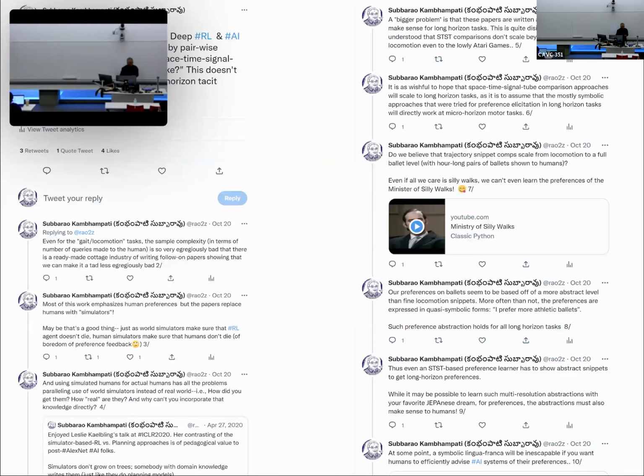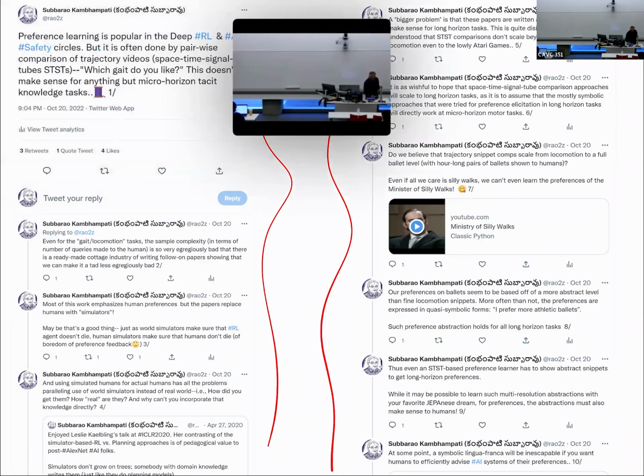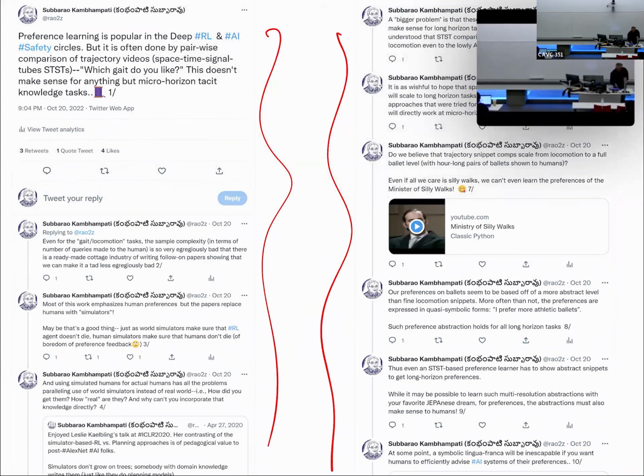The other thing, as I said, there was a whole tweet thread that was essentially this. It's almost my lecture for today. Okay, so I'll read it to you. Even for the gait locomotion task, the sample complexity in terms of number of queries made to the human is so egregiously bad that there is really a cottage industry of writing follow-on papers showing that you can improve whatever is happening right now, because there's just an extremely high number of samples that you need.